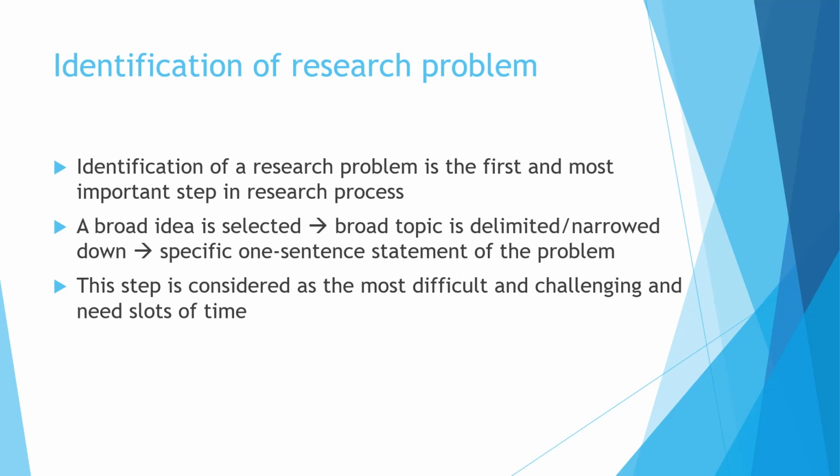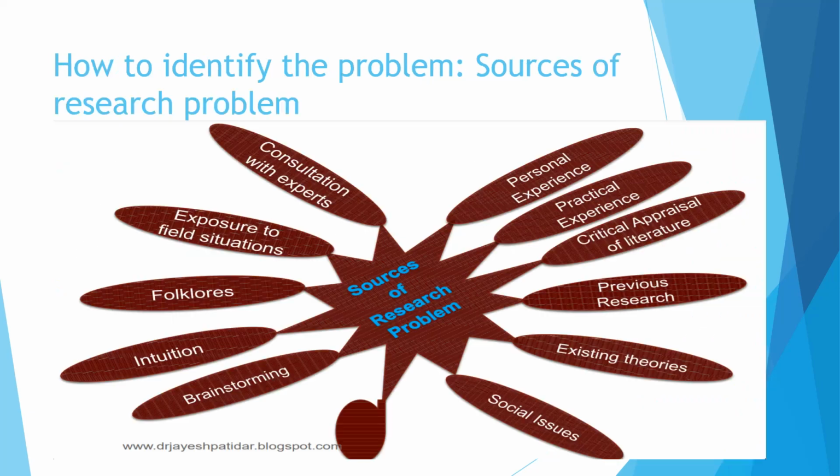So a research problem can be formulated from several sources, as you can see in the slides here. Almost 11 sources of research problem that you can identify or find. Okay, for example, personal experiences. A day-to-day personal experience of a researcher may serve as a good source of ideas to formulate a research problem.